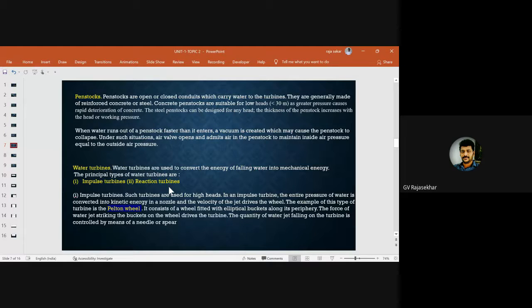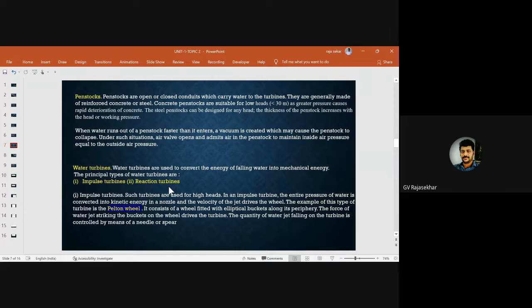Impulse turbines are used for high heads. In an impulse turbine, the entire pressure of water is converted into kinetic energy in the nozzle, and the velocity of the jet drives the wheel. The example for this impulse turbine is the Pelton wheel. Hope you know what a Pelton wheel is. You might be learning about the Pelton wheel.